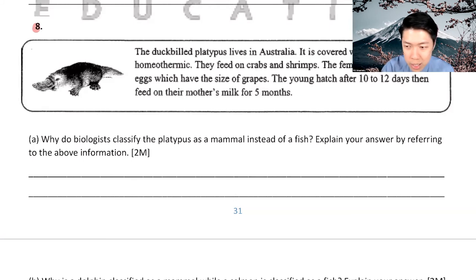But you can see the 4 answers are from what the importance of biodiversities are, exactly from there, but modified answer. Okay, the duck-billed platypus live in Australia. It is covered with brown fur and it's homeothermic. They feed on grubs and shrimps. The female lay 2 or 3 eggs, as the size of the grapes. Young hatch after 10 to 12 days, then feed on the mother milk for 5 months. This is one of the very few mammals that lay eggs.